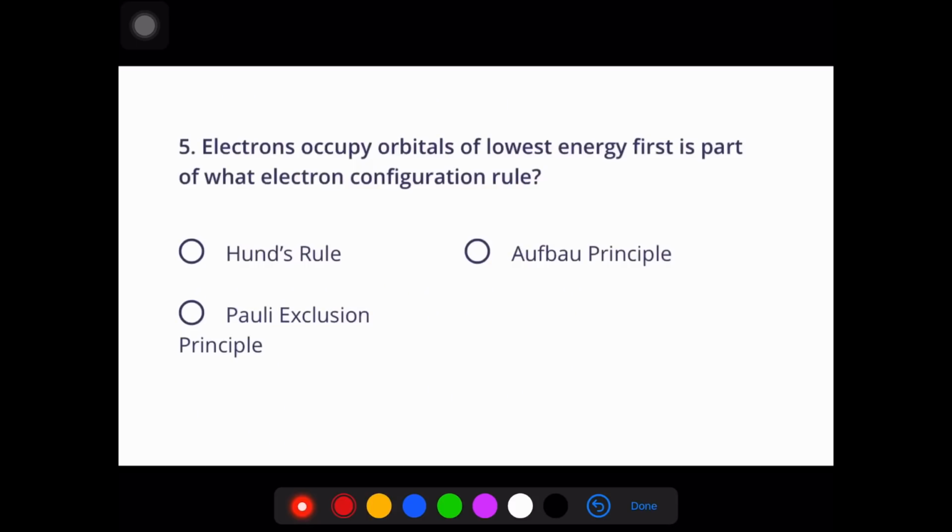And the fifth question: electrons occupy the orbital of lowest energy first is part of what electron configuration rule? Which rule is actually referring to the energy of orbitals? Yes, it should be the Aufbau principle.